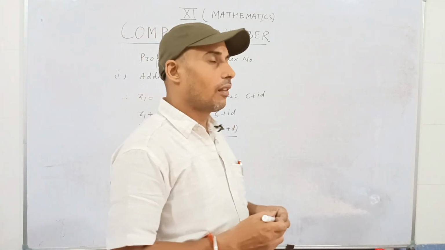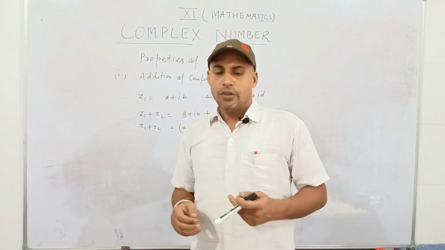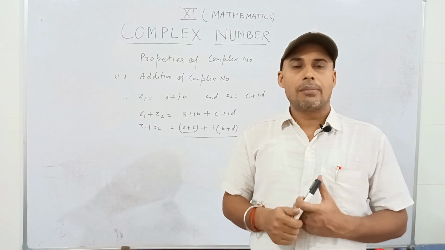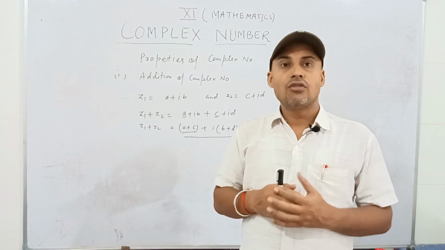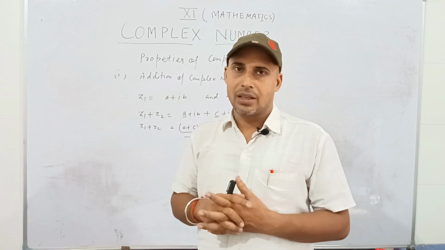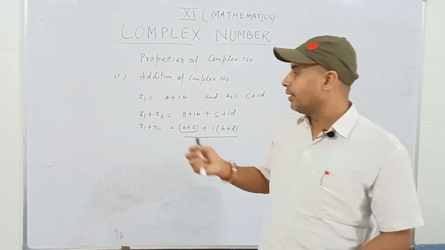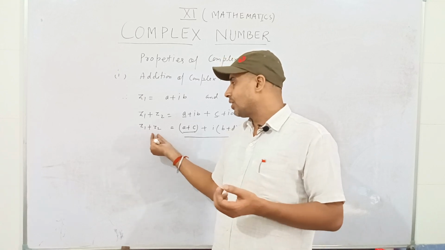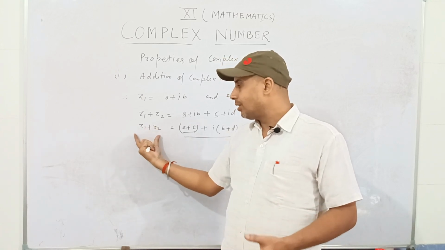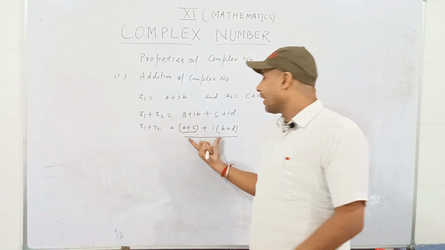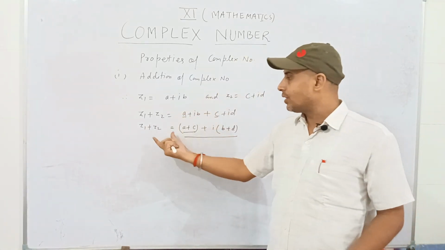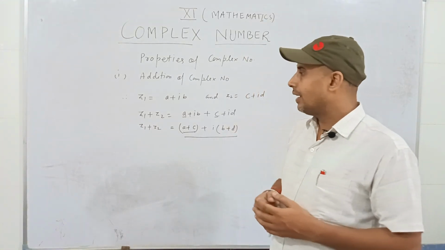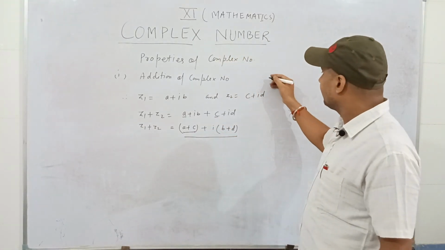Here the rule is, you have studied about the closure property. What is closure property? If the sum of two complex numbers is a complex number, this is called closure property. Z1 is a complex number, Z2 is also a complex number, it means the sum of the two complex numbers is a complex number. So this property is known as closure property of addition. Is it clear? Let's move ahead.